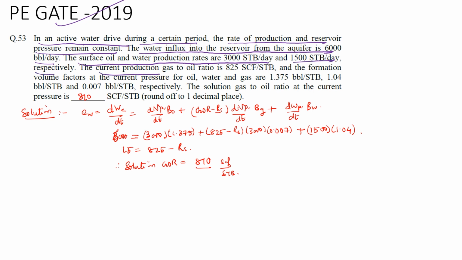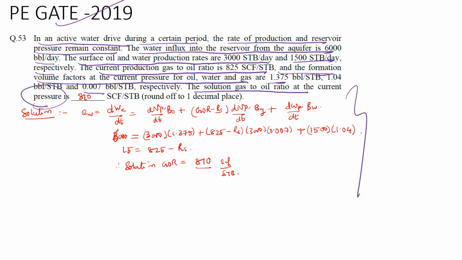The current production GOR is 825 standard cubic feet per standard stock tank barrel, and the formation volume factors at current pressure for the oil, water and gas are 1.375, 1.04 and 0.007 respectively. We need to find out the solution GOR at current pressure.